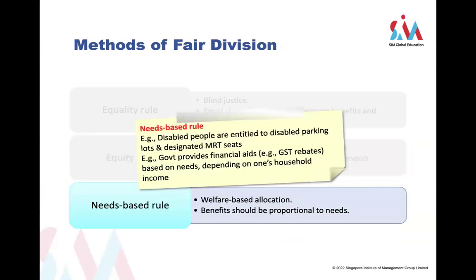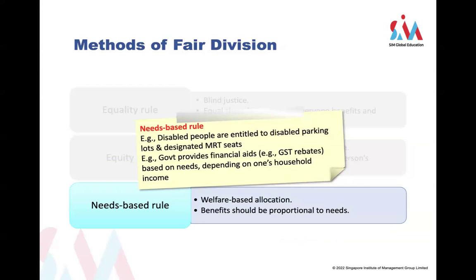And finally, needs-based rule, it is based on welfare. That means benefits are proportional to a person's needs. Let me give you an example. Now, disabled people are entitled to disabled parking lots, designated MRT seats, disabled toilets in a shopping mall, etc. Why? Because such resources are specially reserved for them.